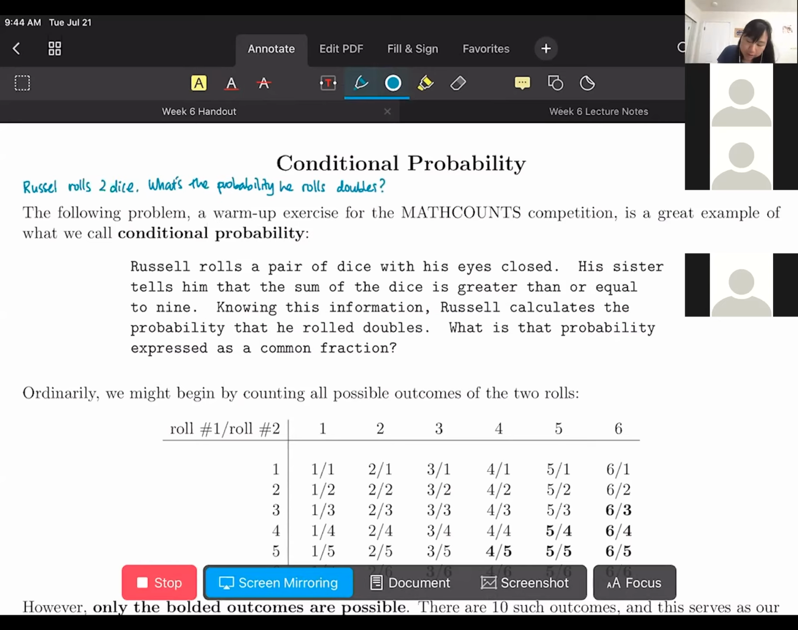So let's forget for a sec this problem. Let's say we have a different problem. Russell just rolls 2 dice. What's the probability that he rolls doubles? How would you do that one?